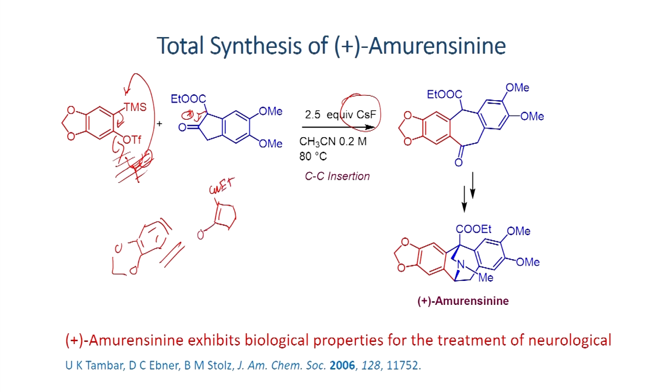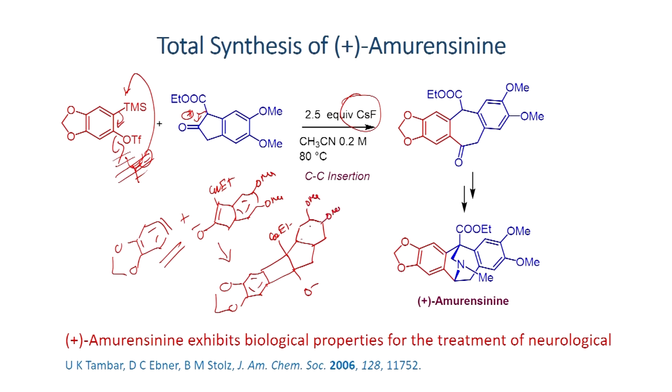As we have just seen, you form the enolate. So now this can readily undergo reaction, as we have seen. Now this can undergo cycloaddition, and it will be able to form the product. So, when you do the cycloaddition, you can get this compound.